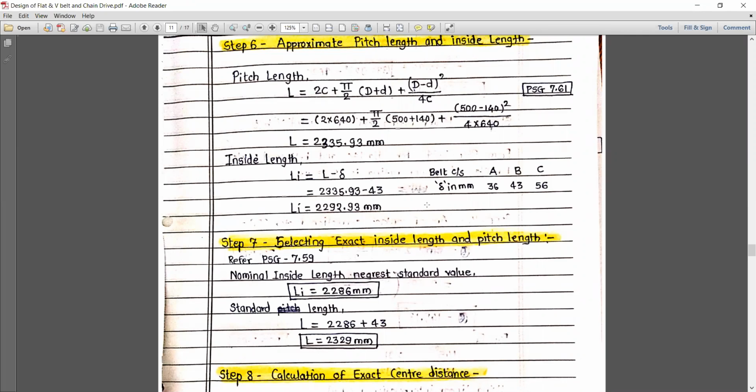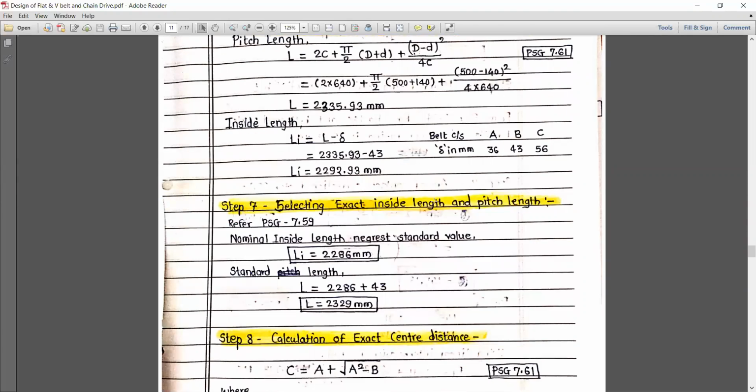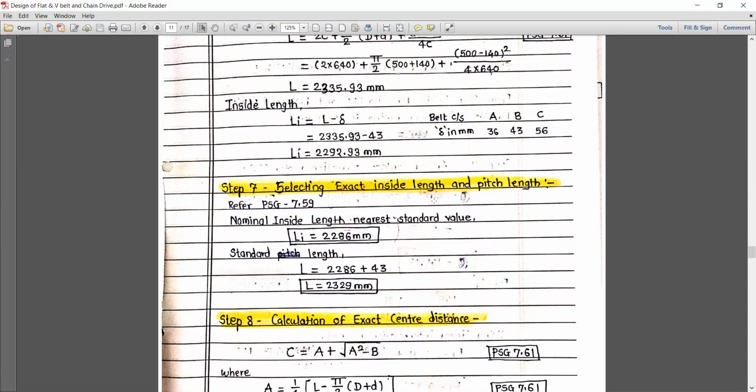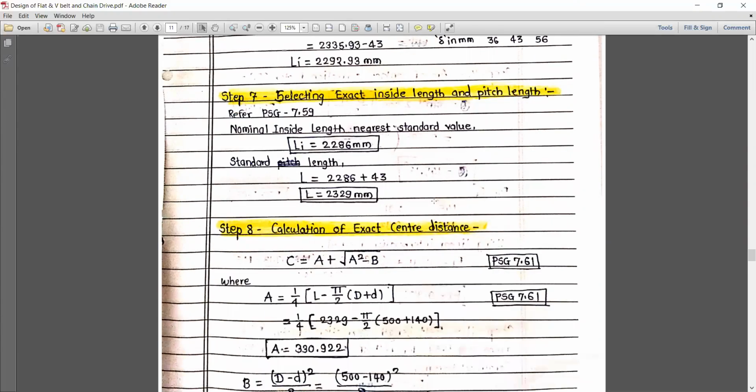Delta is a correction factor which we have considered for different types, that is for A it is 36, for B 43, and for C it is 56. So the pitch length, that is L minus delta, what we get, the length inside is 2292.93 mm. Now we have to select an exact inside length and the pitch length. As we have already pitch length, that is 43.